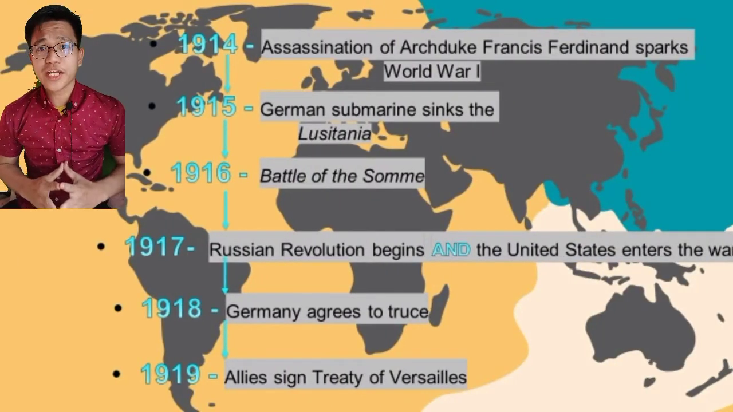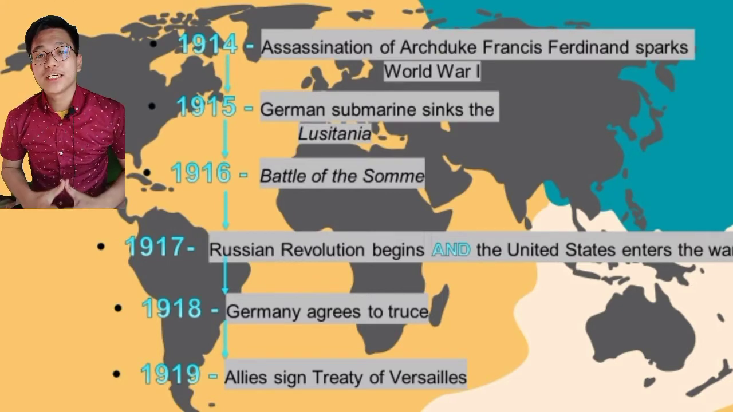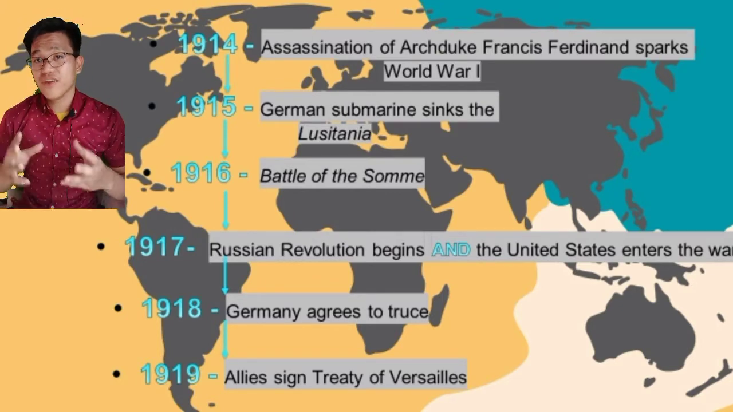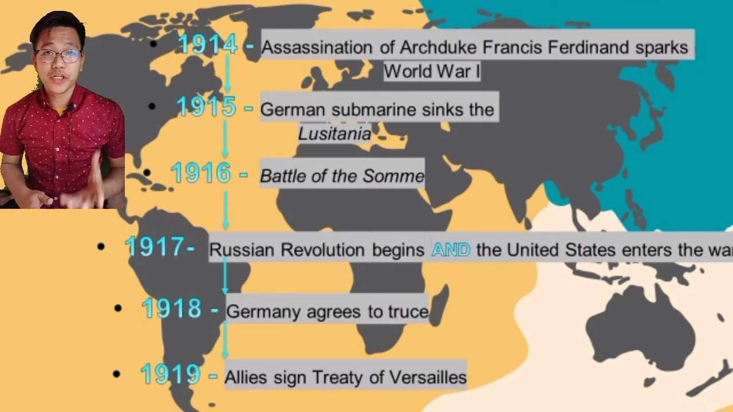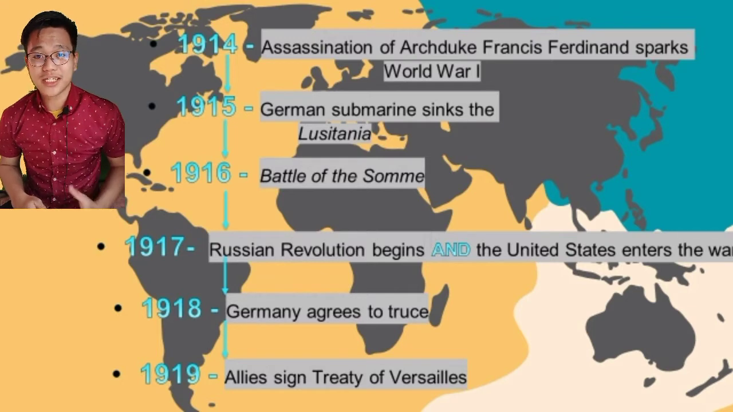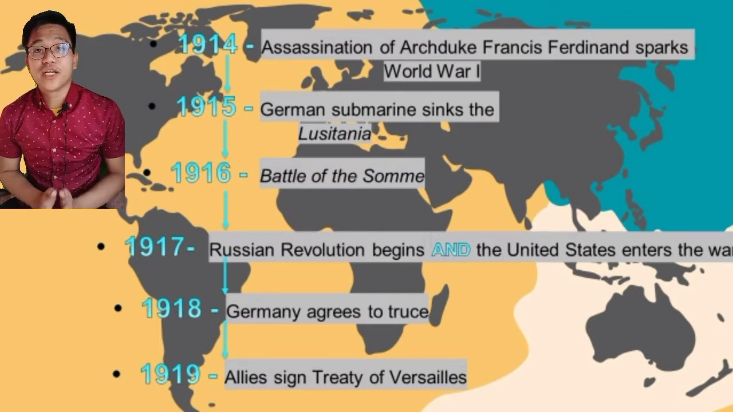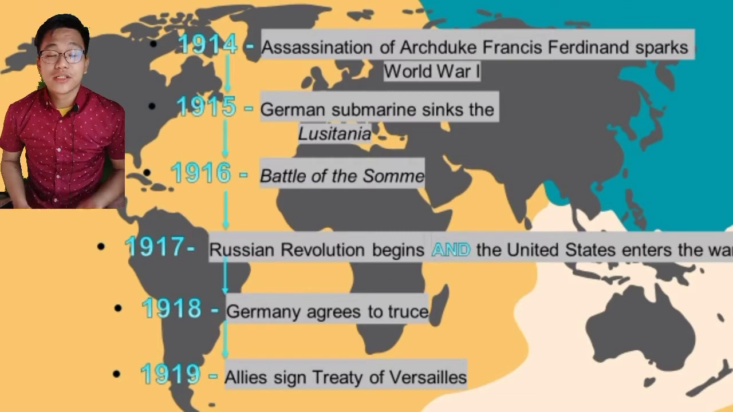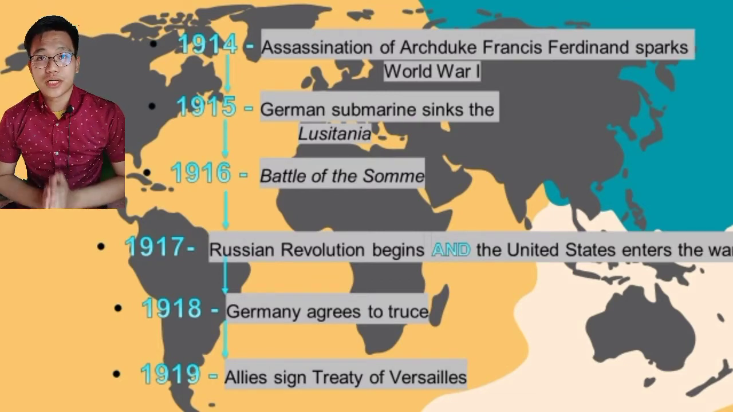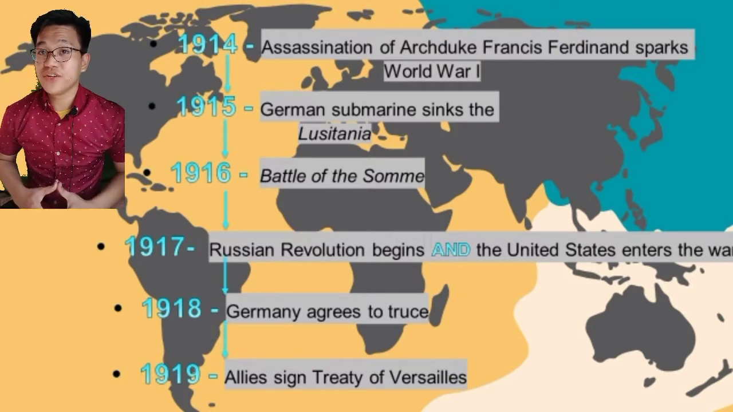So we will be talking about the important dates in World War I. In 1914, the assassination of Archduke Francis Ferdinand sparks World War I. Then in 1915, a German submarine sinks the Lusitania. Then in 1916, the Battle of Somme. In 1917, the Russian Revolution and the United States enters the war. Then in 1918, Germany agrees to a truce. And in 1919, the Allies signed the Treaty of Versailles.